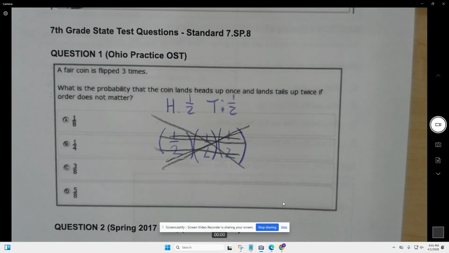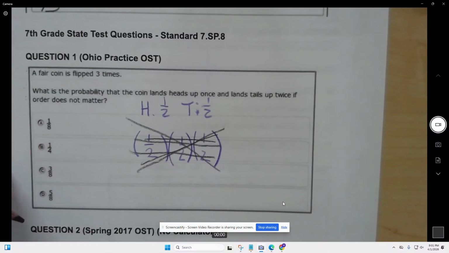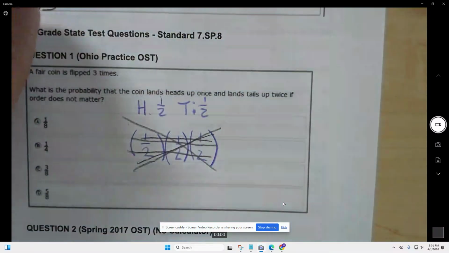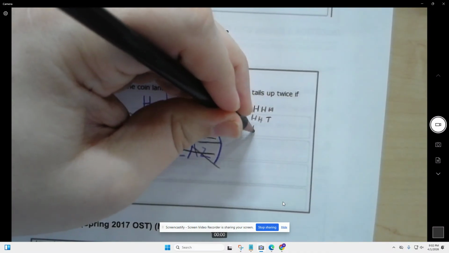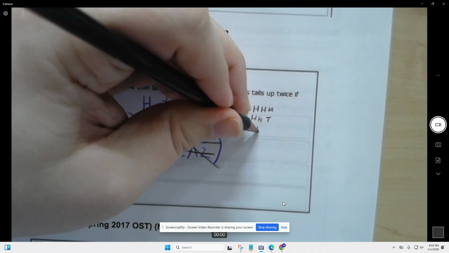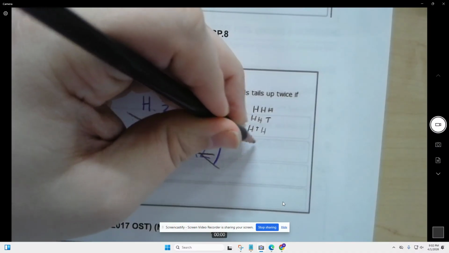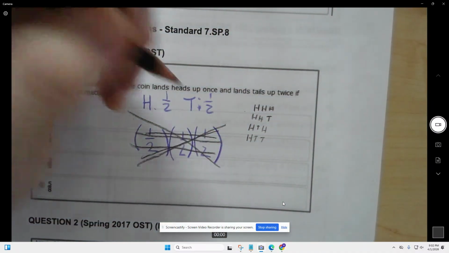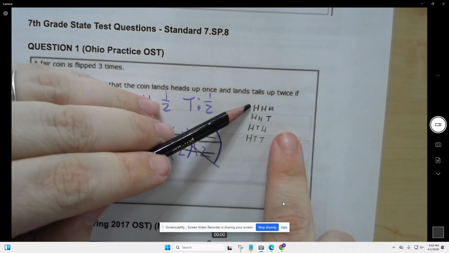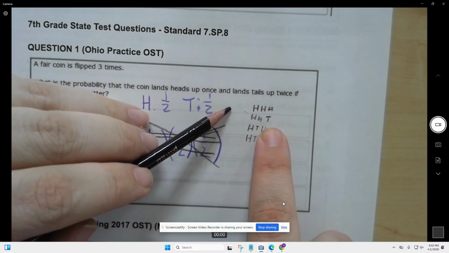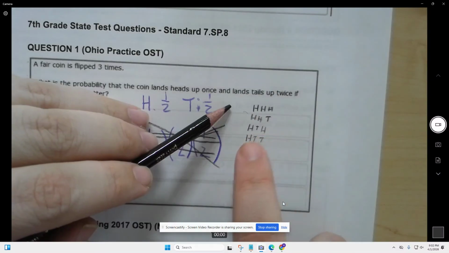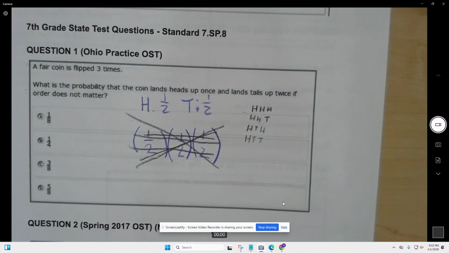A fair coin is flipped 3 times. What is the probability that the coin lands heads up once and lands tails up twice if the order does not matter? So, here's our possibilities. You have heads, heads, heads; heads, heads, tails; heads, tails, heads; heads, tails, tails. So you have all 3 land heads, the first 2 land heads and the third lands tails, heads, tails, heads, heads, tails, tails. You're trying to cover all the options.